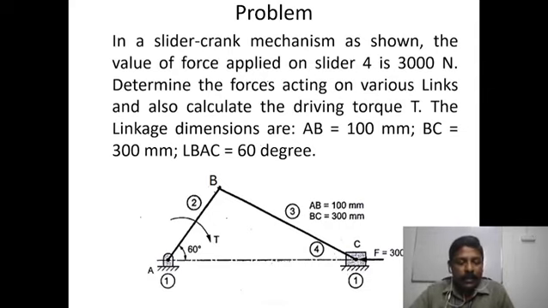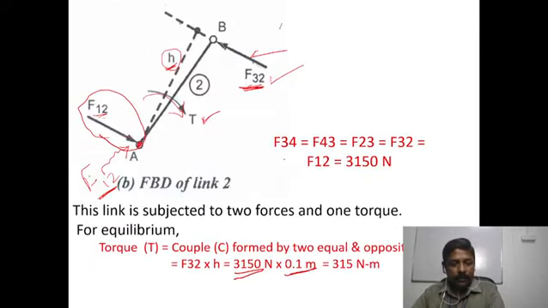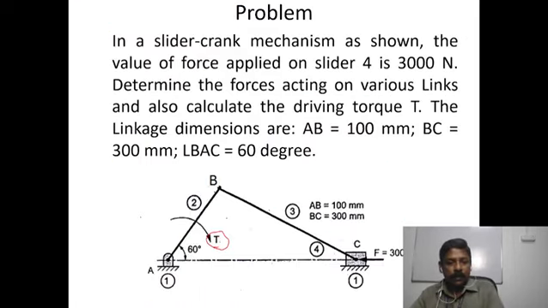So when a mechanism is subjected to these forces, when we are applying 315 Newton meter of torque, it's calculated from here. So 315 Newton meter is calculated. In this case, when we are applying a torque of 315 Newton meter in the clockwise direction, this entire mechanism will be in equilibrium condition. So this is a way of calculating this.